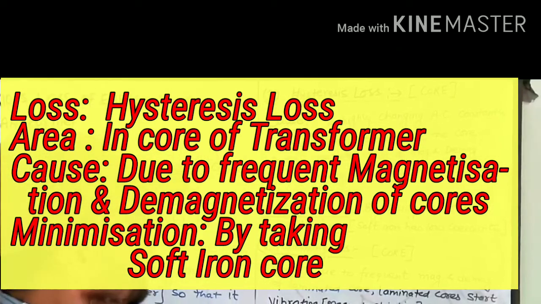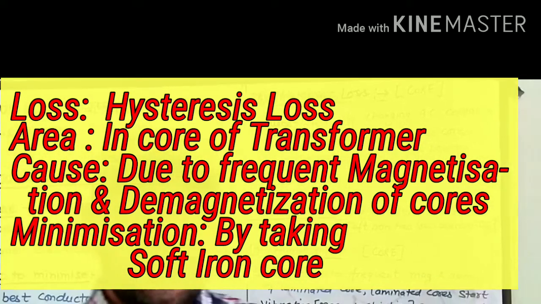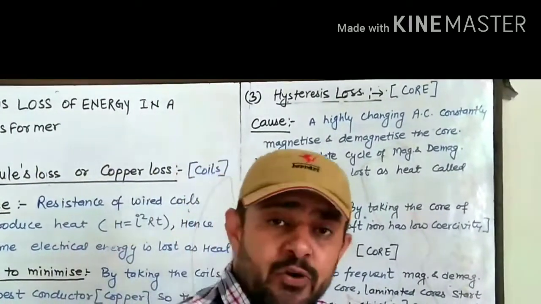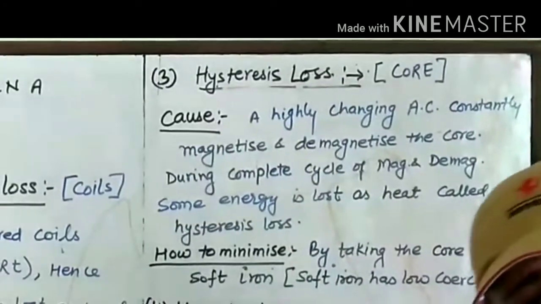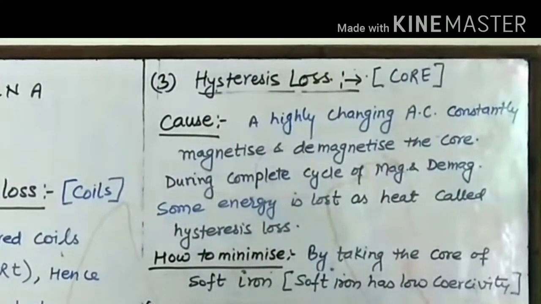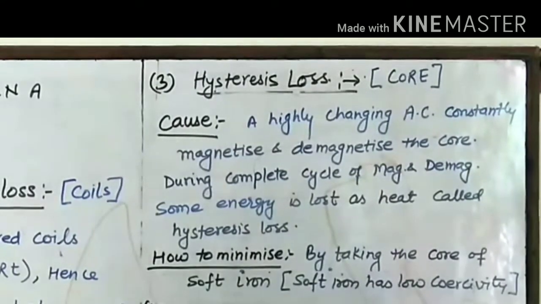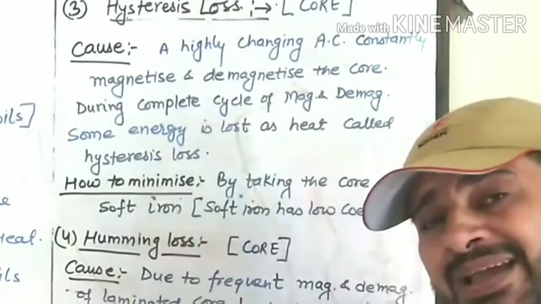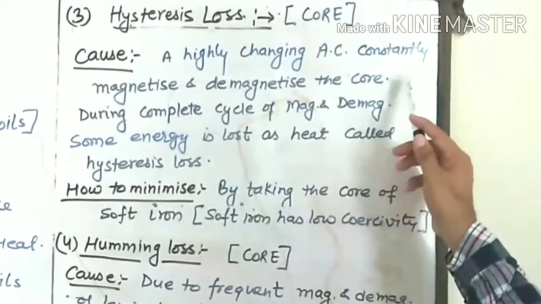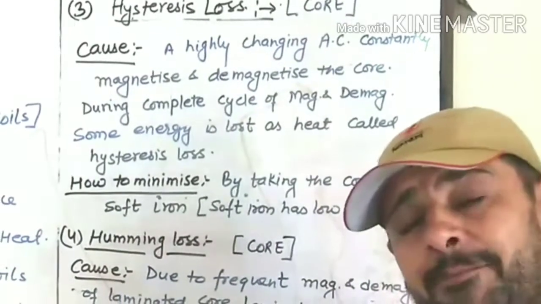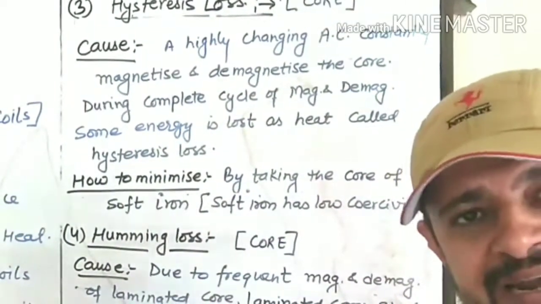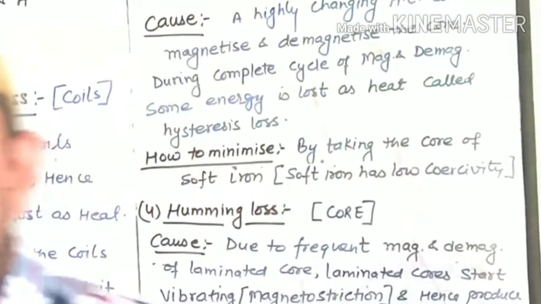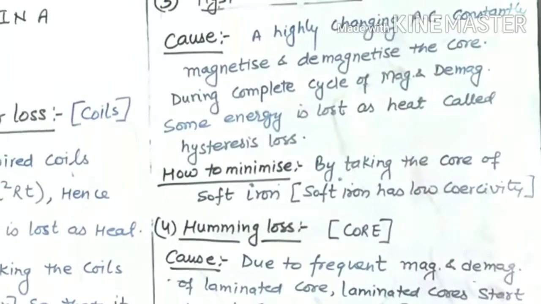Basically, what happened? Highly changing alternating current constantly magnetizes and demagnetizes the core. When AC comes, it either magnetizes or demagnetizes. Once AC is growing, the core is getting magnetized, then AC is dying, the core is getting demagnetized. So the core gets magnetized and demagnetized frequently with the cycle of AC. During one complete cycle of magnetization and demagnetization, some energy is lost as the work done in magnetizing and demagnetizing.